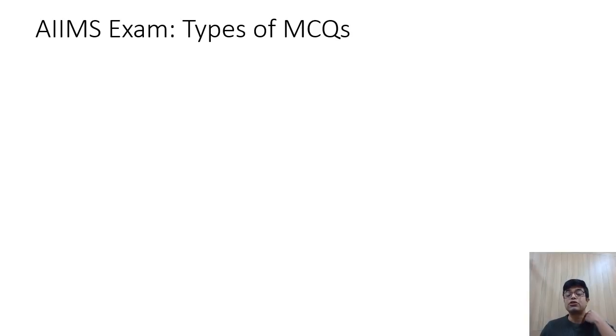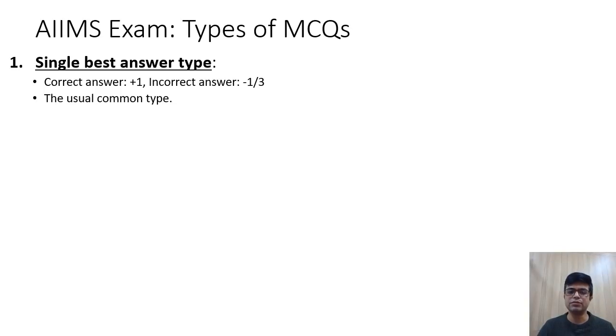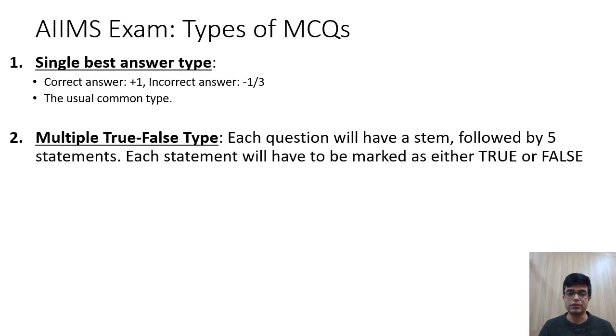Now, what are the types of MCQs? Normally, AIIMS has almost 7 to 8 different varieties of MCQs in the exam. So the most common variety is the single best answer type, where you mark correctly and you get +1, incorrect answer -1/3. It is the most common type. So almost 75%, 80% paper will be single best answer, the usual MCQs which you have been preparing for.